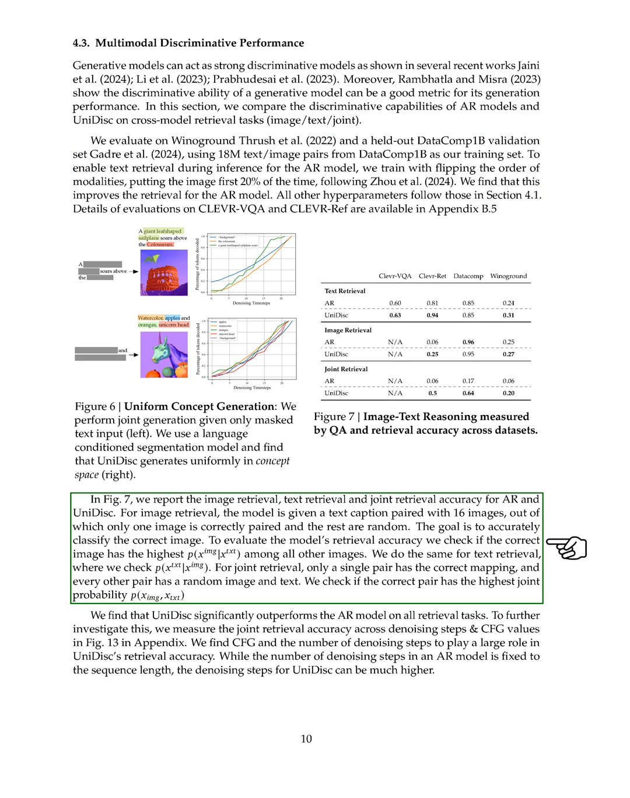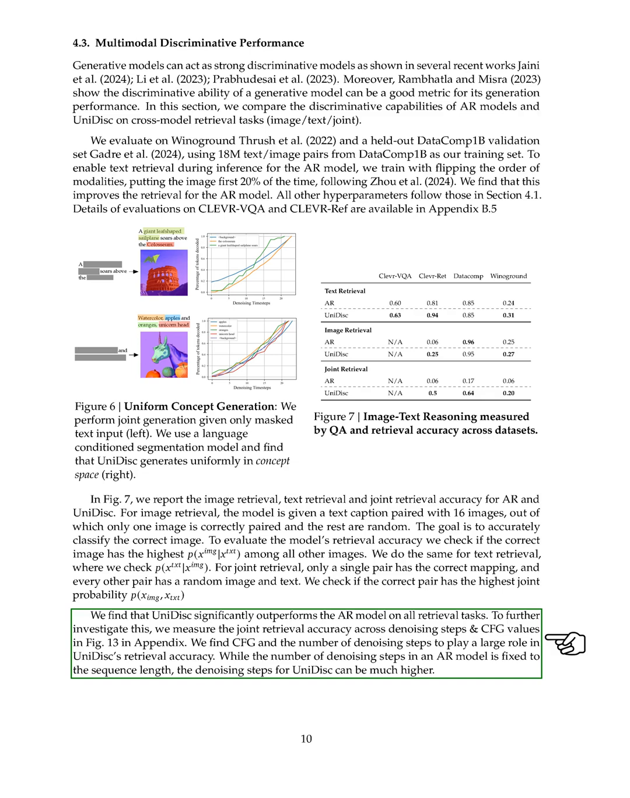In image retrieval, we provide a text caption with 16 images, where only one image is correctly matched. We determine accuracy by checking if the correct image has the highest probability given the text. The same method applies to text retrieval, where we check the probability of the text given the image. For joint retrieval, we look for the correct pair among random combinations, verifying if it has the highest joint probability. Our findings indicate that UniDisc significantly outperforms the AR model across all tasks.